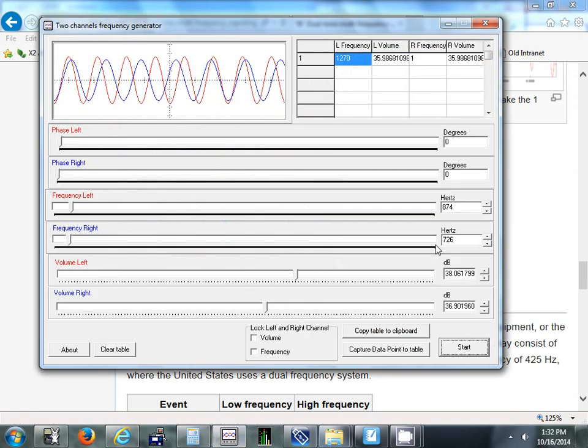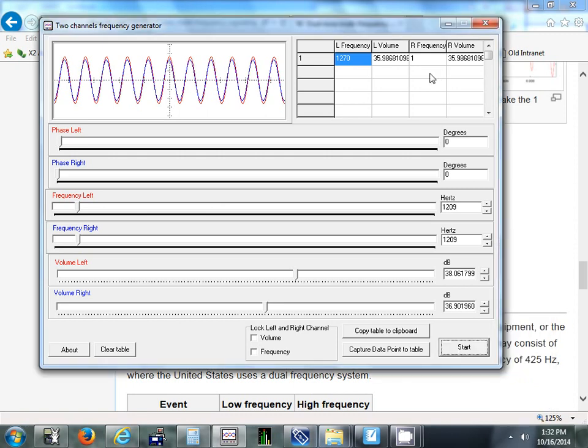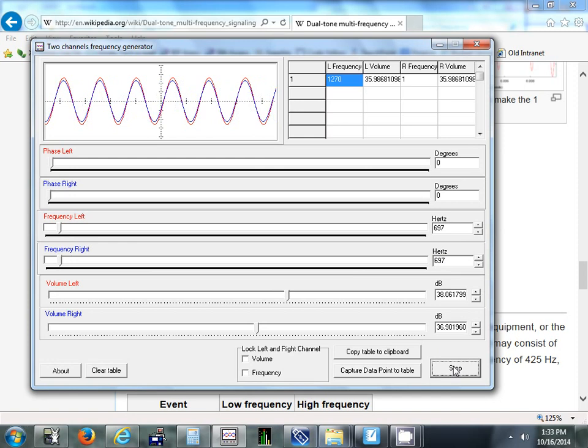Okay, earlier my computer wasn't working, but let me see if I can get it to work now. So this is a 1209 and only a 1209. I'm not playing the other one. That doesn't really sound like a button press on a phone. All right, let me play 697. Again, that doesn't really sound like a button either. But then when you play the two together, you get an effect that sounds like what you're used to hearing when you press a button. That's when you press a 1.